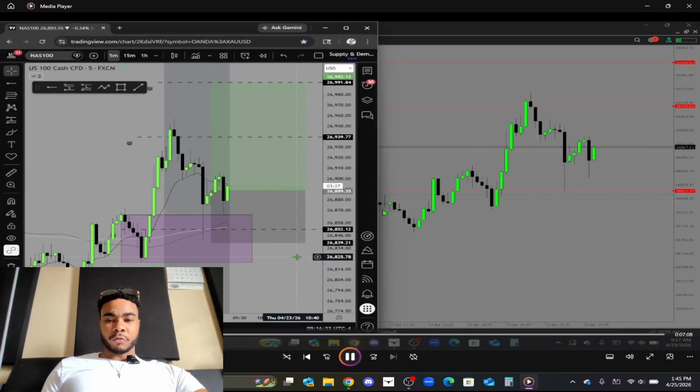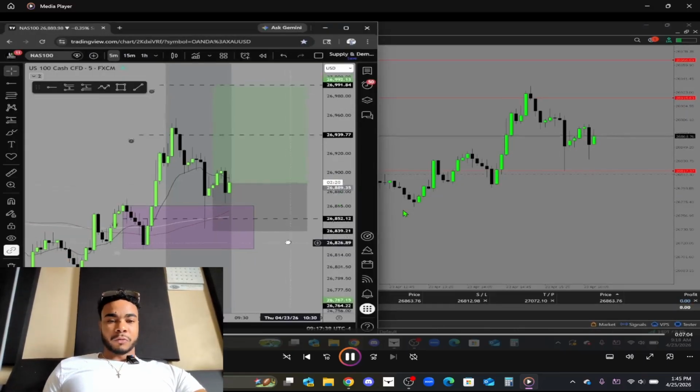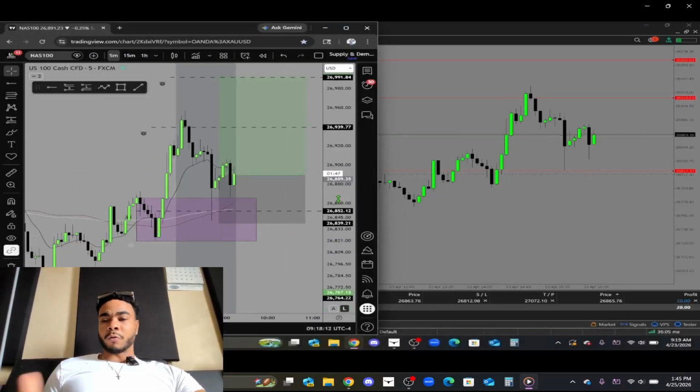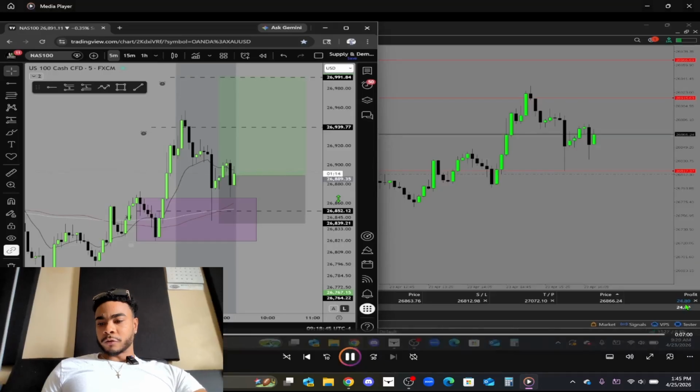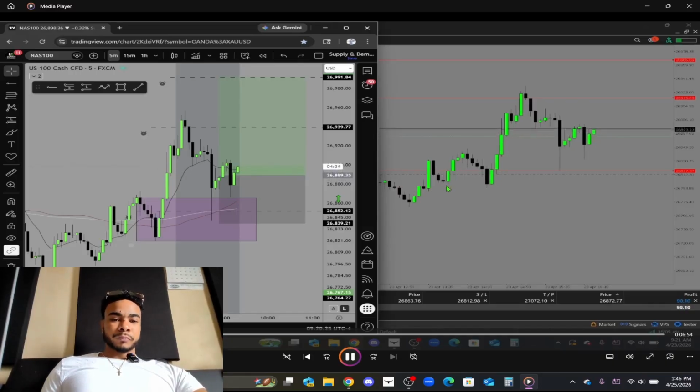I already sent this out to the group chat, and we were just waiting for price to do its thing. At this point, I have no control over the markets. Right here, you can see my profits as well, how much I'm in profit and drawdown on this trade. And then from here, this day was literally a big lesson.